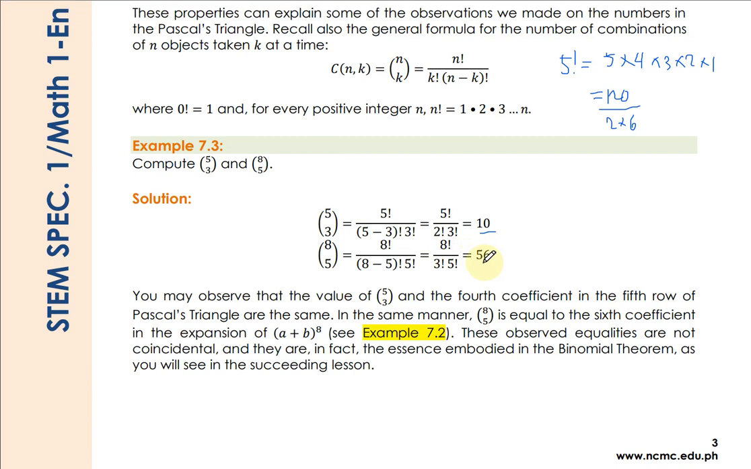So you may observe that the value of our 5 combination 3 and the fourth coefficient in the fifth row of Pascal's triangle are the same. So pareha sila answer. So 5 here is your n. Remember, this is your n, or this is the power of your expression. And 3 here is your term. Then the 10 here is your coefficient.